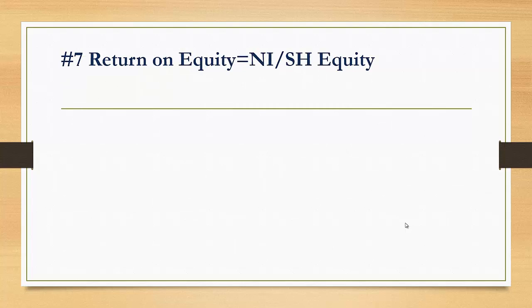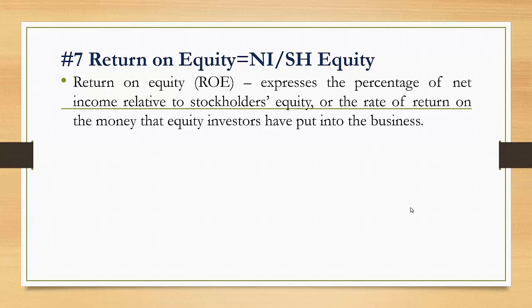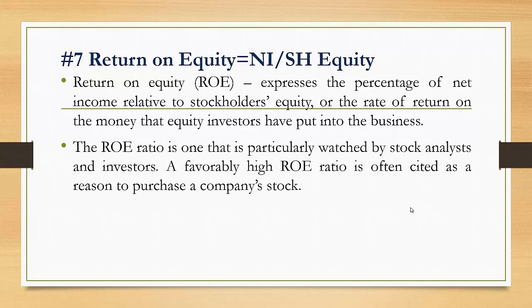The seventh ratio under the profitability category is return on equity, and its formula is net income divided by shareholders' equity. In short, we can write it as ROE. It expresses the percentage of net income relative to stockholders' equity, or the rate of return on the money that equity investors have put into the business. The return on equity ratio is one that is particularly watched by stock analysts and investors. A favorably high return on equity ratio is often cited as a reason to purchase a company's stock.